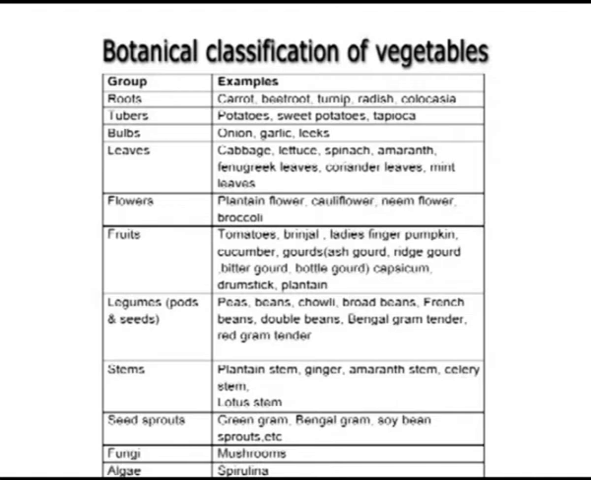Now, seeds, mostly as you know, when they are sprouted, so seed sprouts are green gram, Bengal gram, any kind of beans which when sprouted are classified as seed sprout vegetables. Now, we have fungi, mushroom is the example, and algae, spirulina is the example.